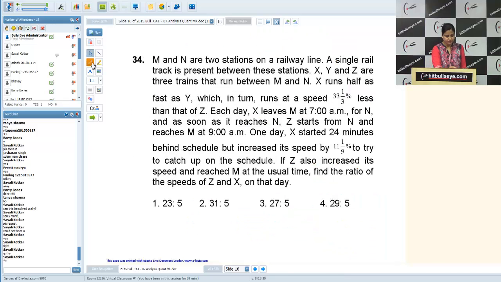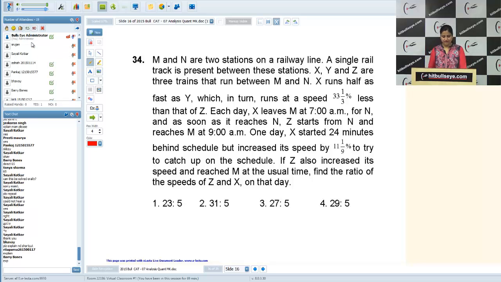Okay, question number 34. Again a medium level question, but huge data. See the pattern of TSD questions. Whenever you see TSD questions, either you get a caselet, 2 or 3 questions based on a story, or a huge data. Any problem in this?